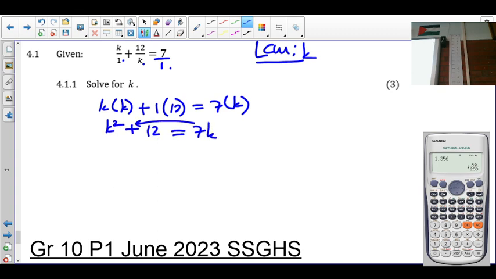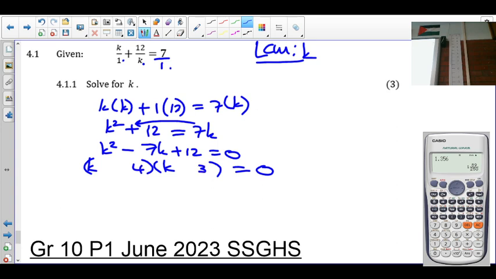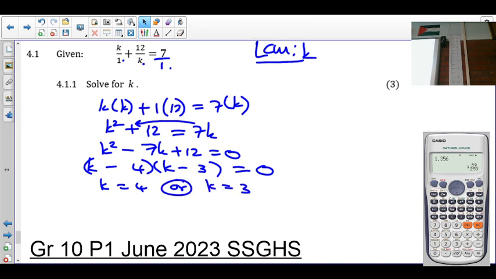Take it over the equal sign. Comes a quadratic equation. So k squared minus 7k plus 12 is equal to 0. Trinomial. So k and k, 4 and 3, minus minus. Okay, so k is equal to 4, or k is equal to 3. Many of you got that question right.